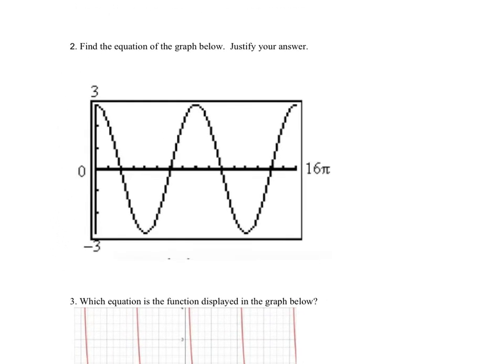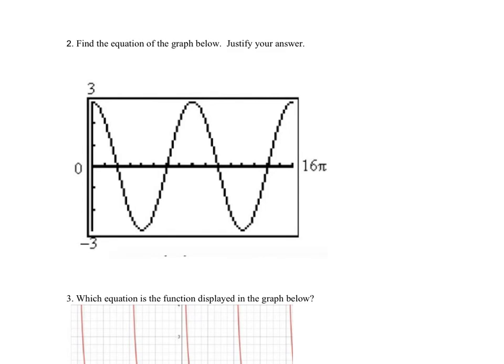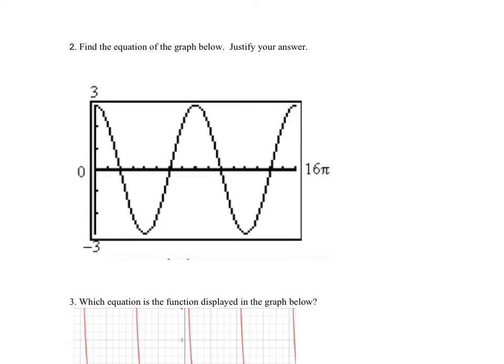All right, so in question 2, we want to find the equation of our graph, and we want to be able to justify our answer. What that means is we want to be able to explain how we know that is the equation. The first thing we always like to start with is determining between sine and cosine. Because we have started on the y-axis, I'm going to say this is a cosine graph.